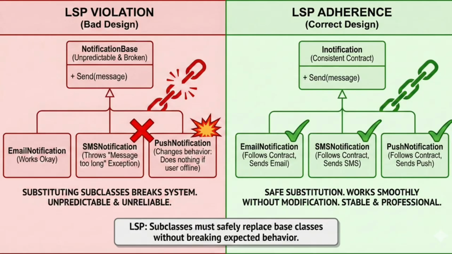Right side, LSP adherence, correct design. On the right side, we fix the design. Instead of forcing all birds to fly, we create an interface. For example, Flyable, which contains a fly method. Now only birds that can actually fly implement this interface.